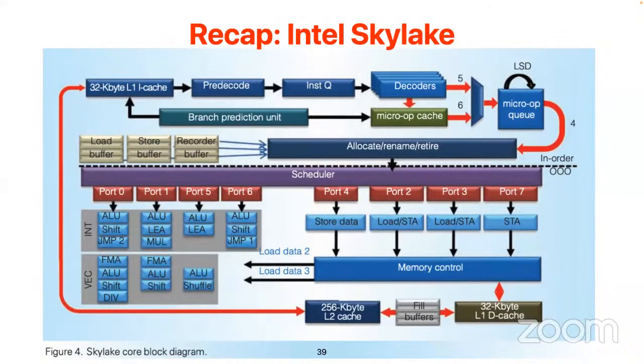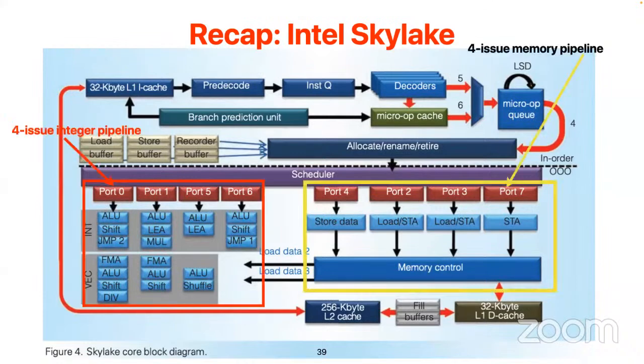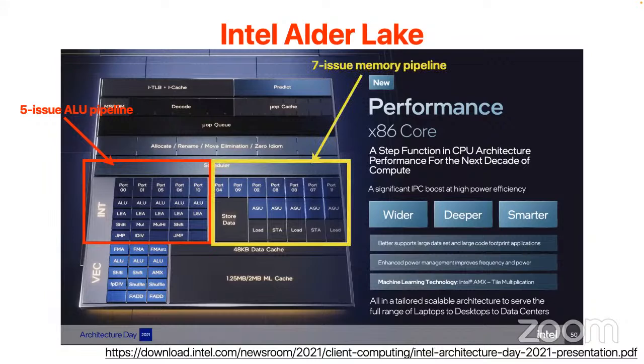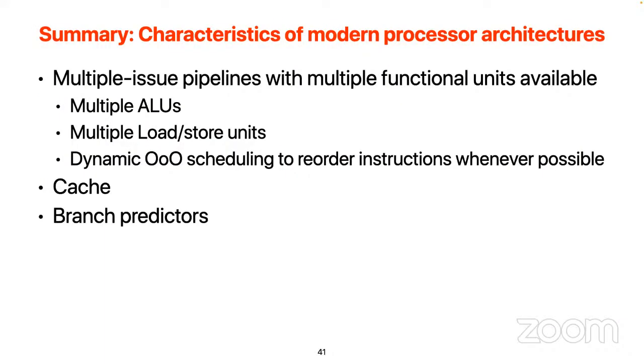And this is the Intel Skylake processor as well, which we already saw. And this is the latest Intel Alder Lake processor, the 12th generation processor. They draw the pipeline even more complicated. However, here's a highlight: they have a 5-issue ALU pipeline and a 7-issue memory pipeline. So in the optimal case, you are going to get 1/12 as your minimum CPI in a modern x86 processor for each core in an Intel processor.